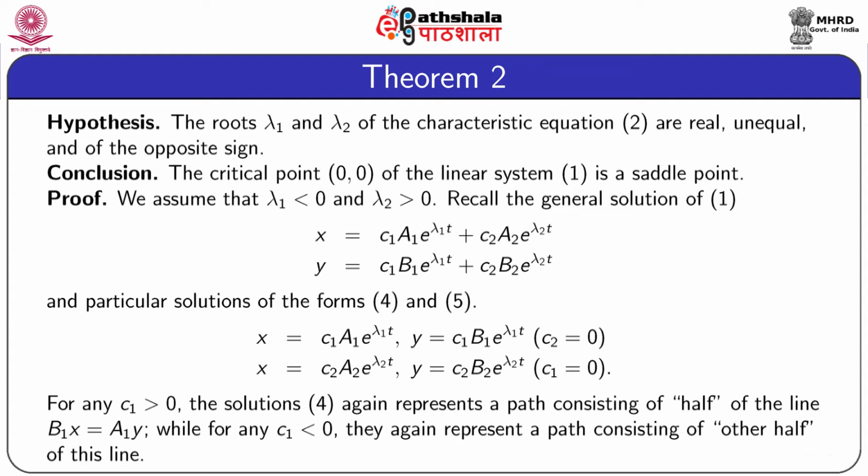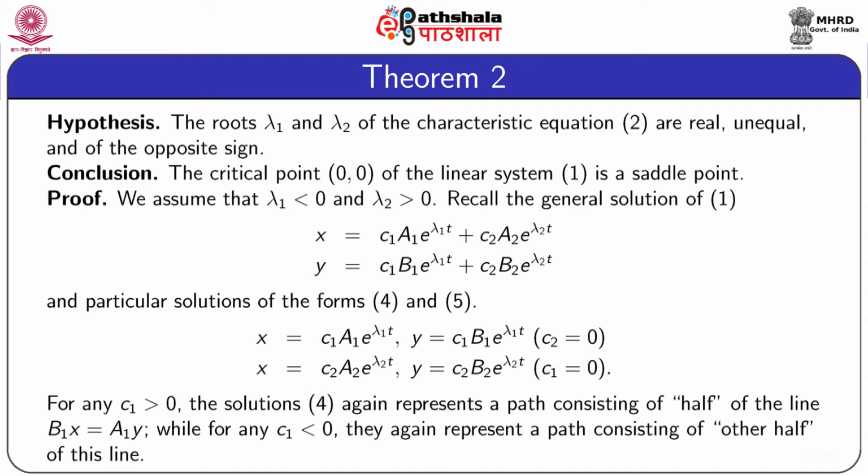Our general solution of 1 is taken as x is equal to c1 a1 e to the power lambda 1 t plus c2 a2 e to the power lambda 2 t, and y equal to c1 b1 e to the power lambda 1 t plus c2 b2 e to the power lambda 2 t.